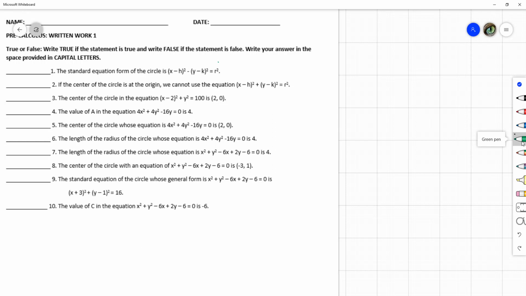Okay, so this would be the written work that was given to you last week. And the instruction is that you are going to write TRUE if the statement is true and write FALSE if the statement is false. And you have to write it in capital letters.